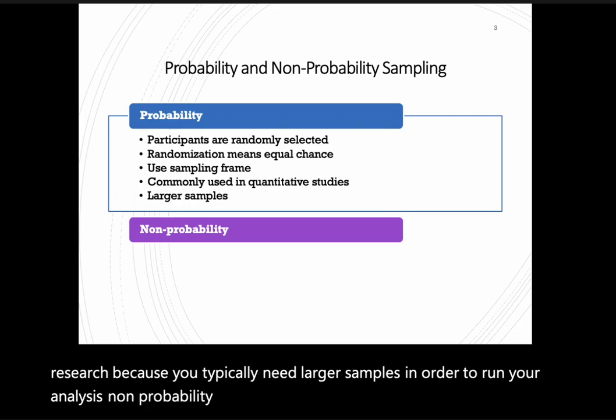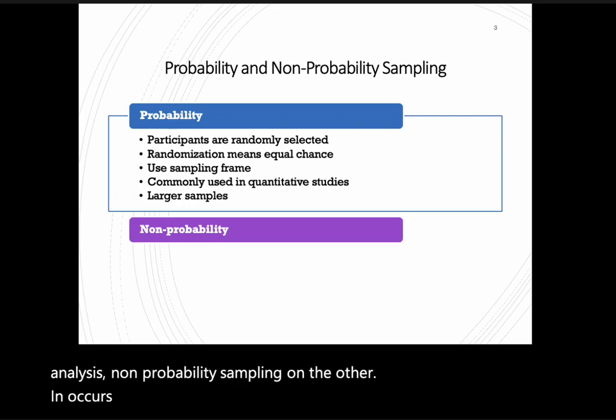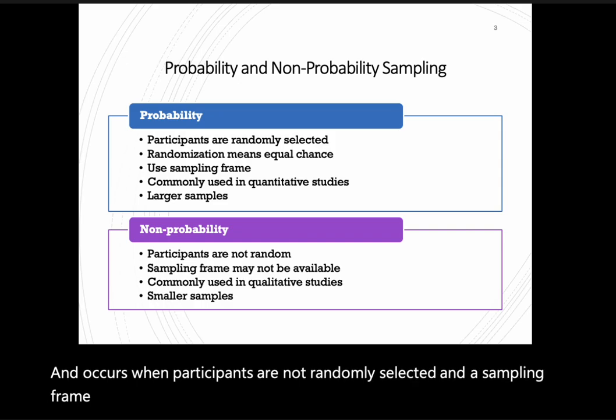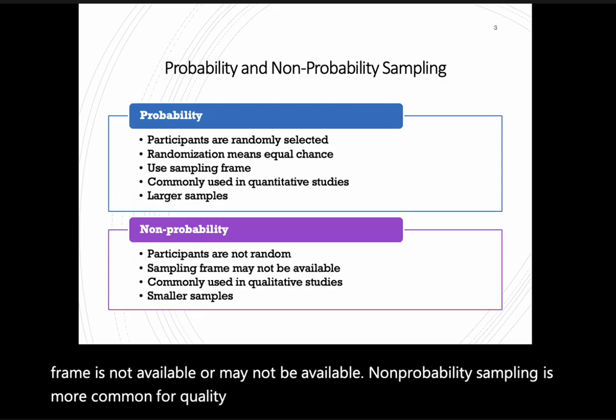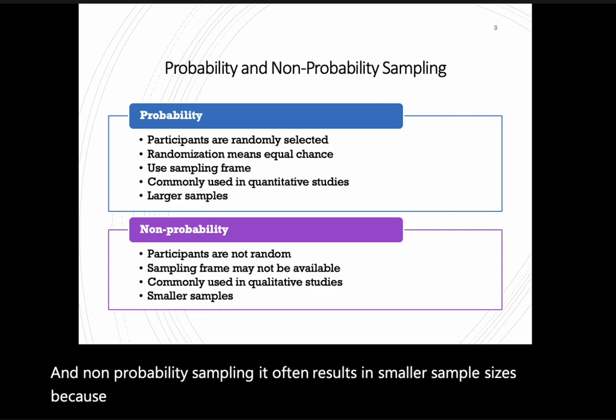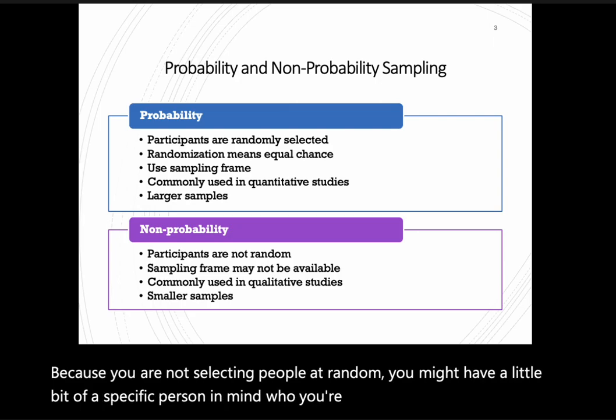Non-probability sampling, on the other hand, occurs when participants are not randomly selected and a sampling frame is not available or may not be available. Non-probability sampling is more common for qualitative studies, and it often results in smaller sample sizes because you are not selecting people at random. You might have a specific person in mind who you're asking to participate, and it just becomes a lot more narrow.